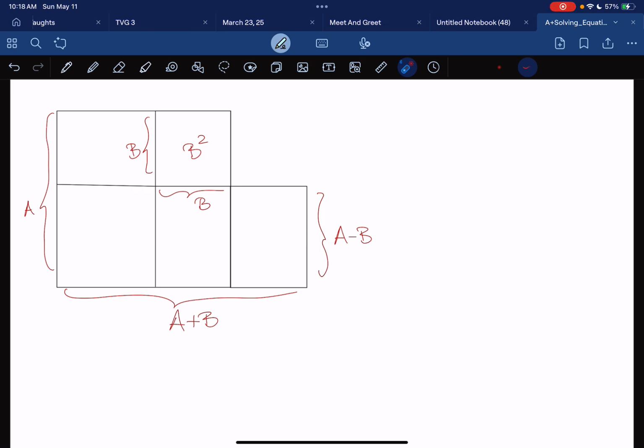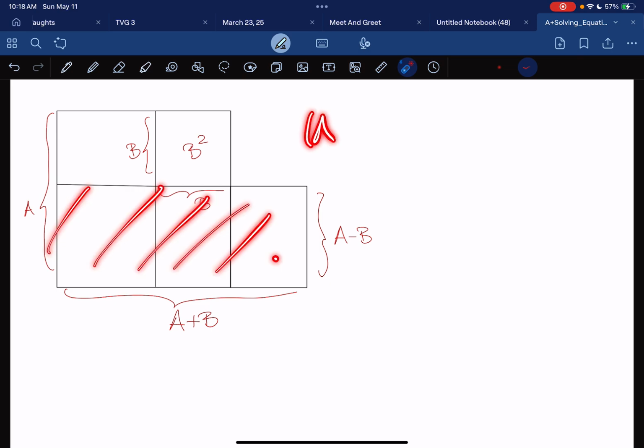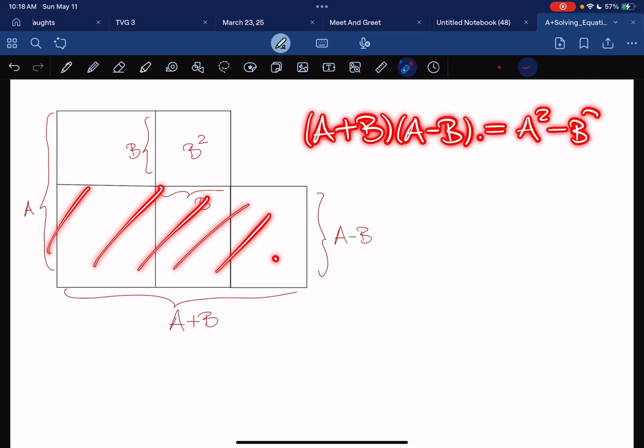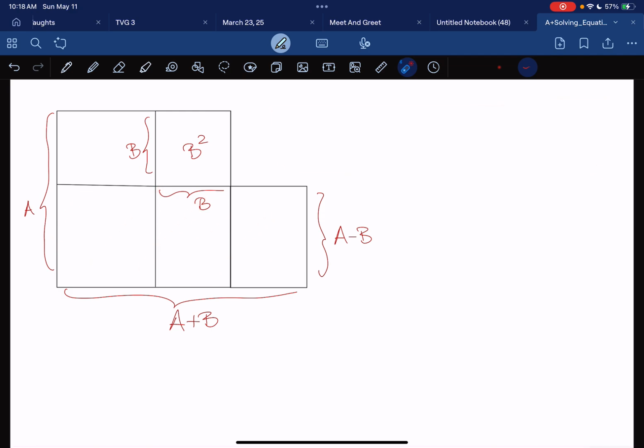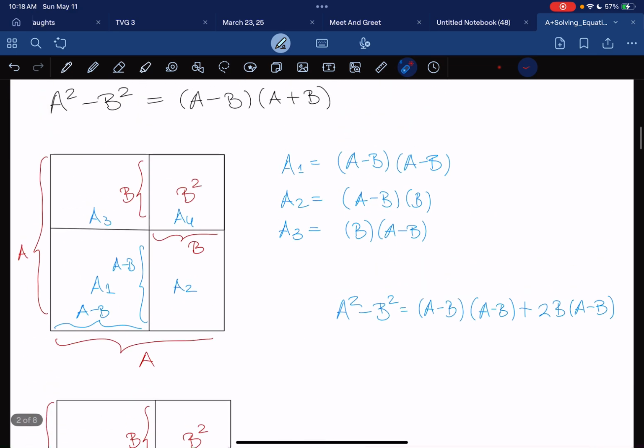So the area of this whole thing is base times height, which is a plus b times a minus b. And that is the same thing as a squared minus b squared. That is one of the first identities that you're probably going to use throughout your mathematical education, so it's good to know where it comes from, and it's a lot of fun. So that is our first identity.